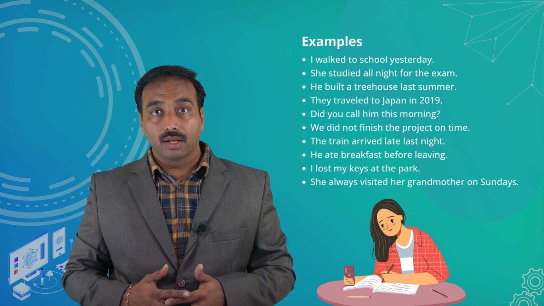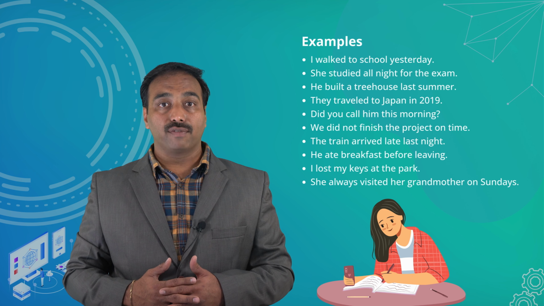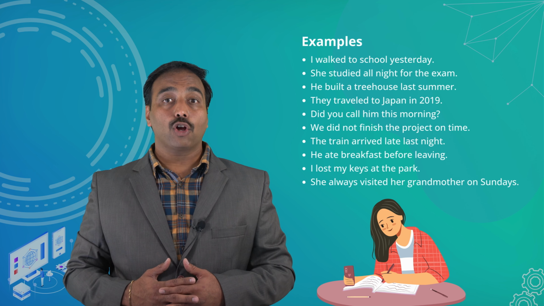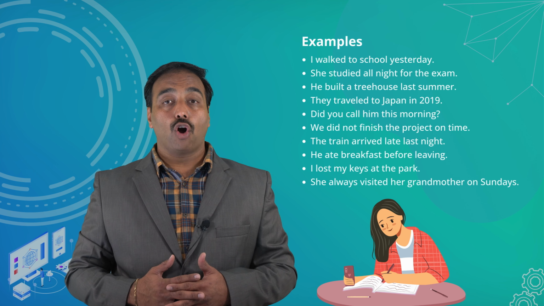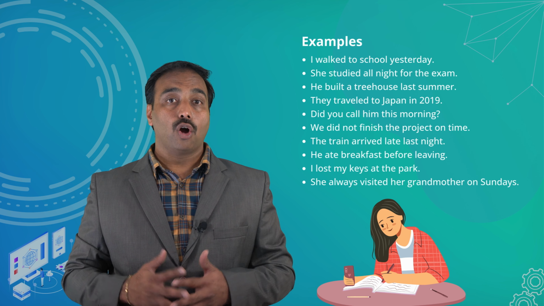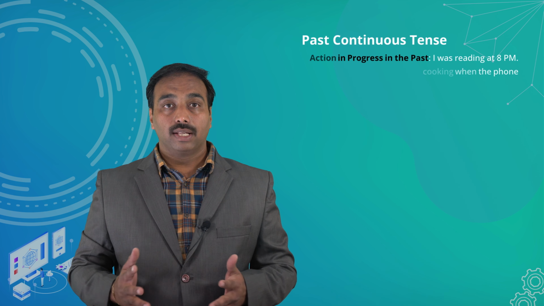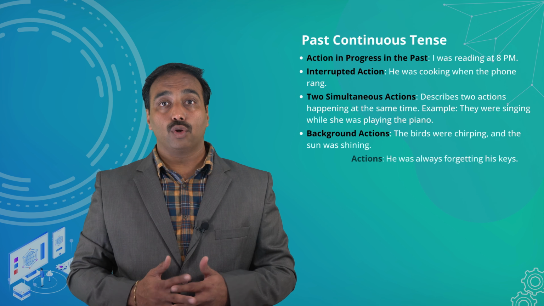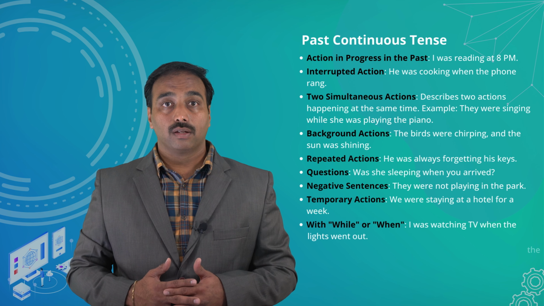The train arrived late last night. He ate breakfast before leaving. I lost my keys at the park. She always visited her grandmother on Sundays. Let us now go through some of the rules related to past continuous tense.